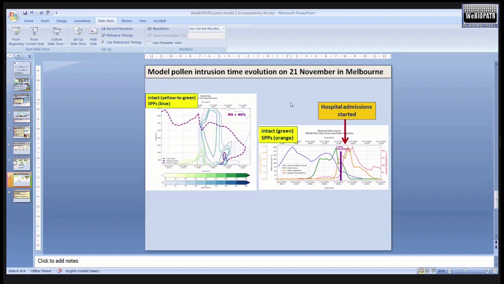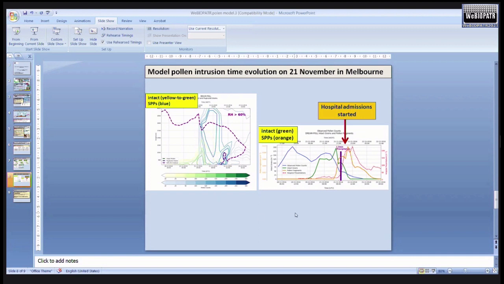Another set of graphs, outputs of our model, shows the following. The yellow to green part is the intact concentrations. This is time, by the way, and this is height. Soon after that, about 2 or 3 hours later, comes the structure colored in blue, and these are the concentrations of SPP. This is a typical situation: first come the intact pollens into some particular place when there is a thunderstorm, and soon after that there are lighter but more dangerous SPP concentrations.